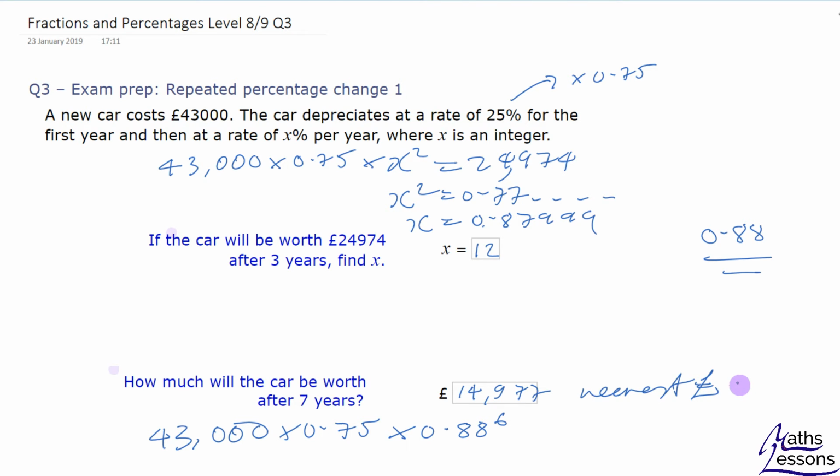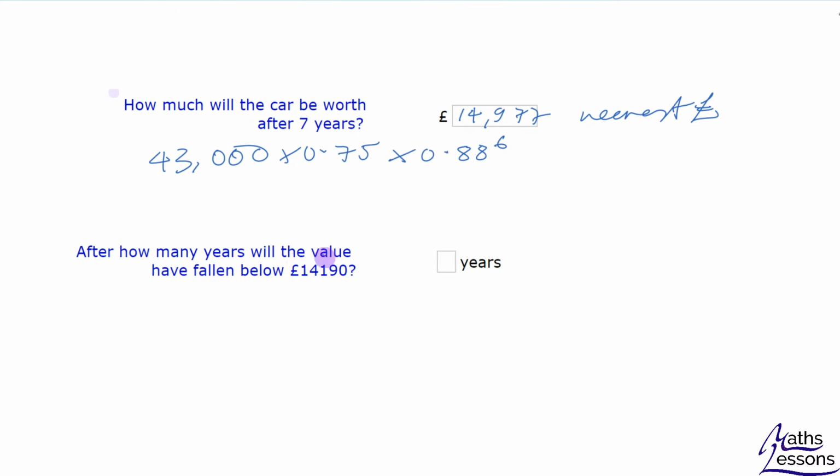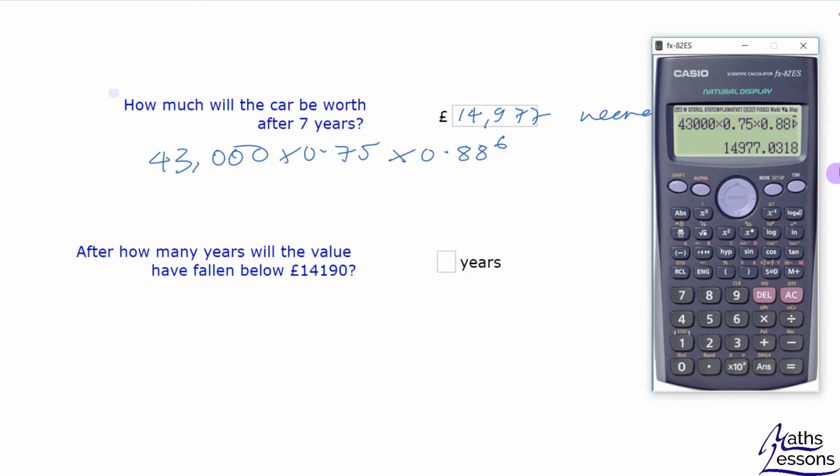Okay, and just to finish off this question, after how many years will the value have fallen below 14,190? And that again should only take you 30 seconds, especially if you've left your working on the calculator like this. So 30 seconds to see if you can try and work that out.